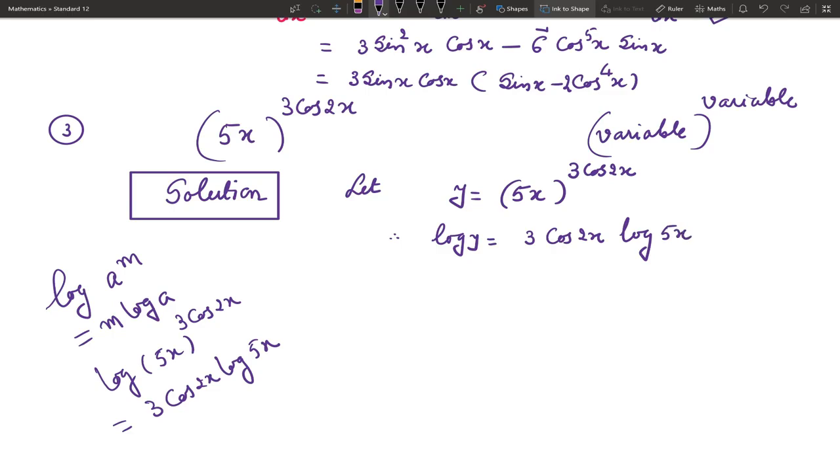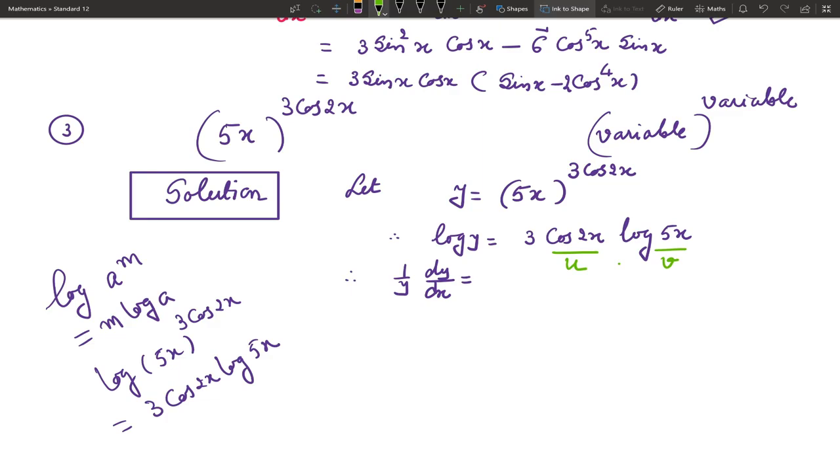Now we differentiate with respect to x. So on the left hand side y is an implicit function of x. So first derivative of log y, it is 1 upon y into dy by dx by chain rule. On the right hand side we have to use u into v form. This is u, this is v. We use product rule, u into derivative of v plus v into derivative of u.